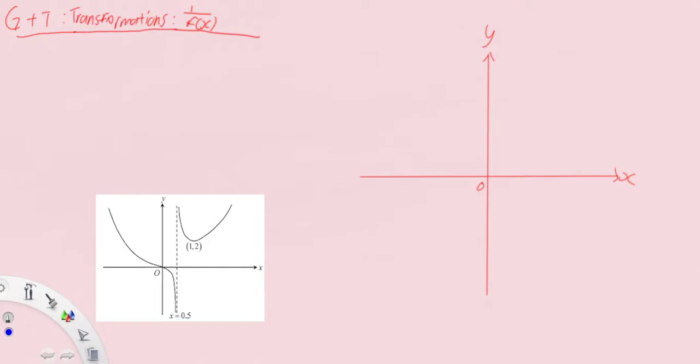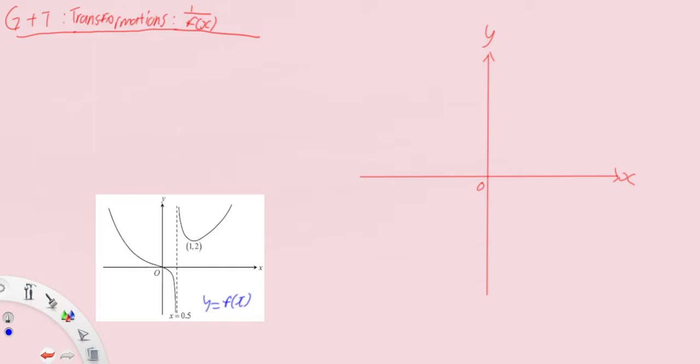Hey everyone, continuing with our transformations, we have the reciprocal 1 over f(x). Essentially, you'll be given the graph of y equals f(x), like the one you've seen down here, and you are tasked to sketch the graph of 1 over f(x). So how do we do it?